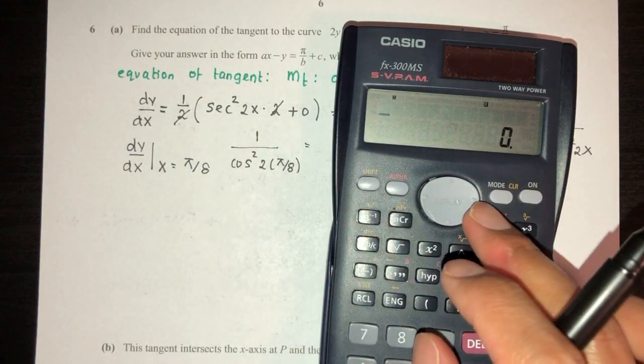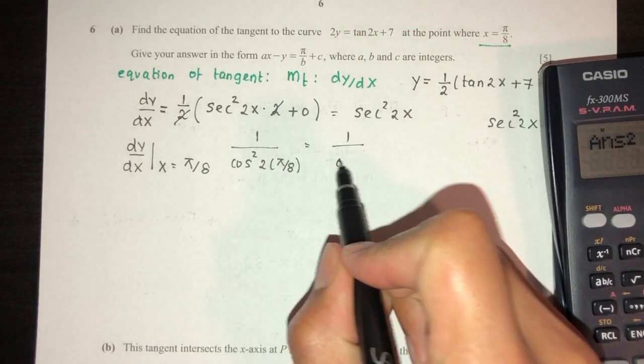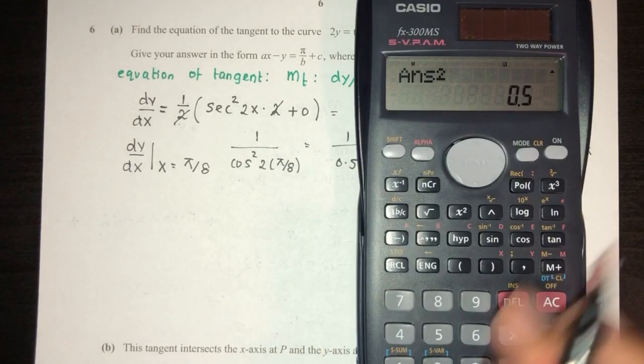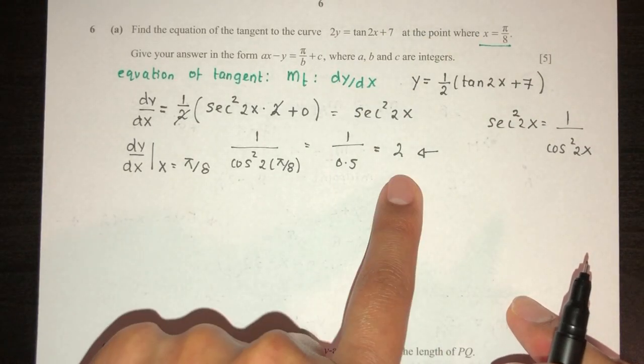So here we have radians, of course, and that will be cos of 2 times pi by 8, squared, that will be 0.5. So divide by 0.5, that will be 2. So let's check, 1 divided by 0.5 should be 2. So the gradient of the tangent is this one.